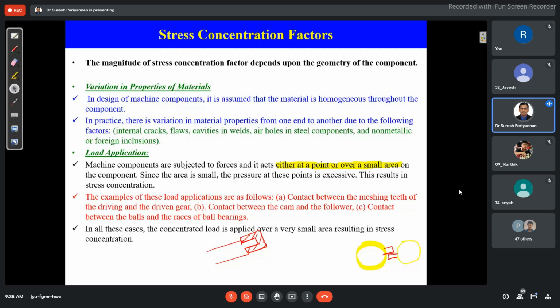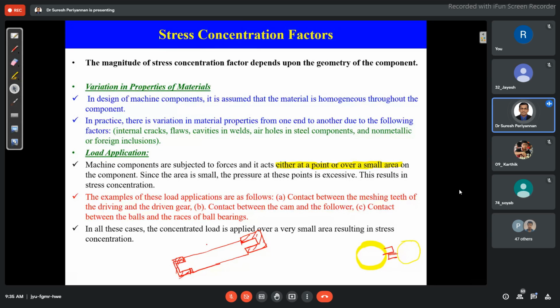Similarly, the last thing is discontinuities of the component. What is the discontinuity here? For example, on the same shaft, these two ends are connected with the help of bearings for free rotation, right? Now the shaft is going to be connected to a flange or hub for transmitting the power.